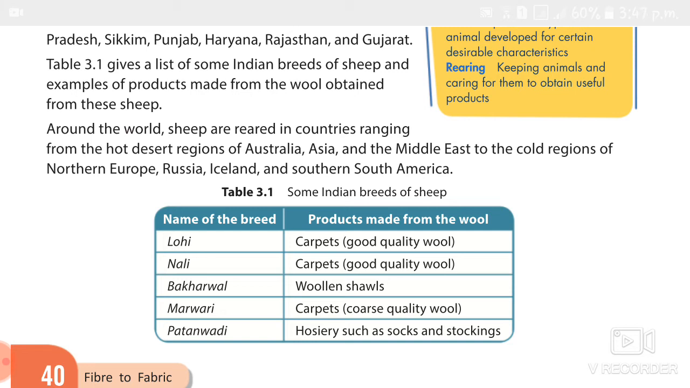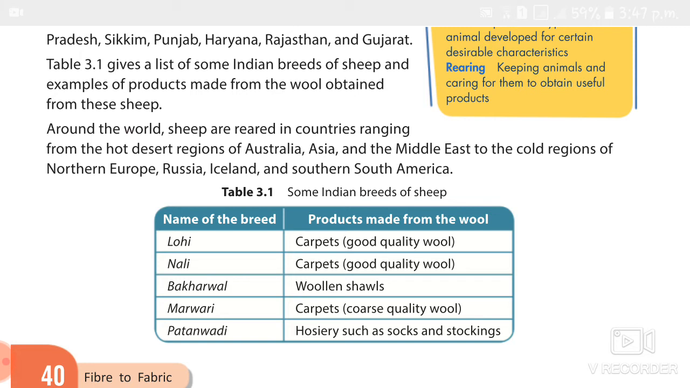Here we studied five breeds: Lohi, Nalli, Bagarwal, Marwari and Patanwadi. From Lohi, Nalli and Marwari we get carpets, from Bagarwal we get woolen shawls, and Patanwadi is used to make hosiery such as socks and stockings. That is the rearing of sheep.